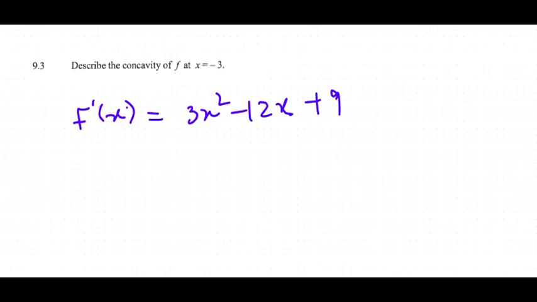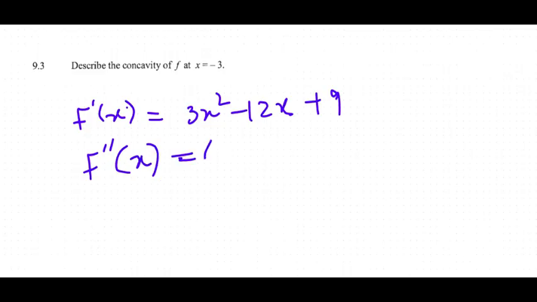What do we have to do in this question? I am going to take the second derivative of the function. The first derivative, which we found in the previous question, is 3x squared minus 12x plus 9. Now I'm going to find the second derivative: f double prime of x equals 6x minus 12, and the constant becomes 0.